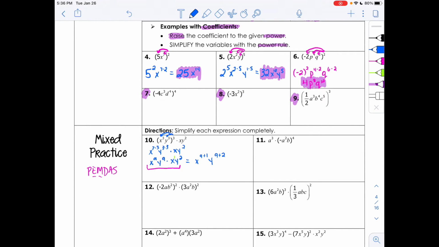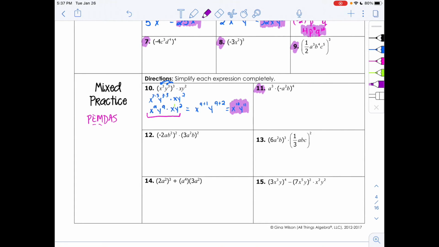Because remember, we're grouping it together by like variables. And we know that 9 plus 1 is 10, so x to the 10th, y to the 11th, because 9 plus 2 is 11. So again, we had 2 properties in this problem. We had our multiplication and our power property, but we're doing them in order of operations. Go ahead and highlight number 11.